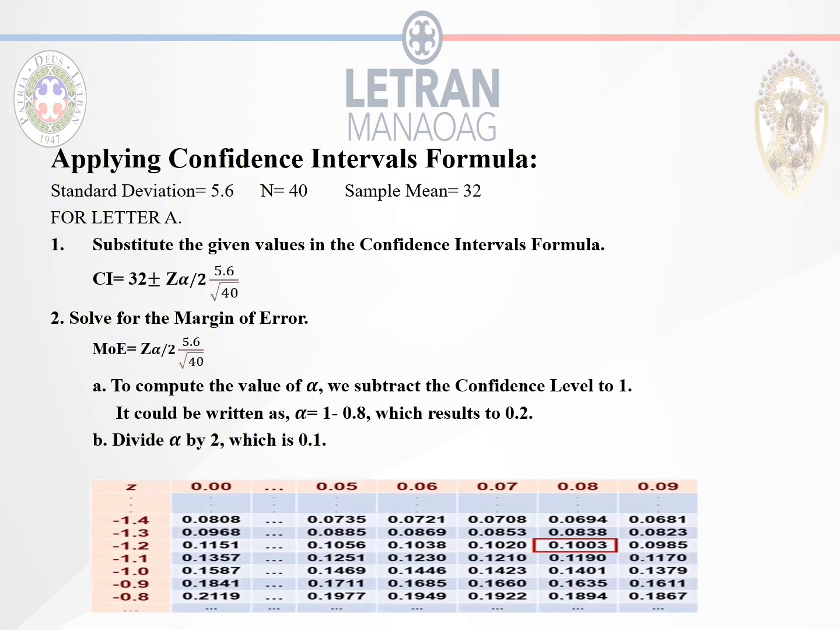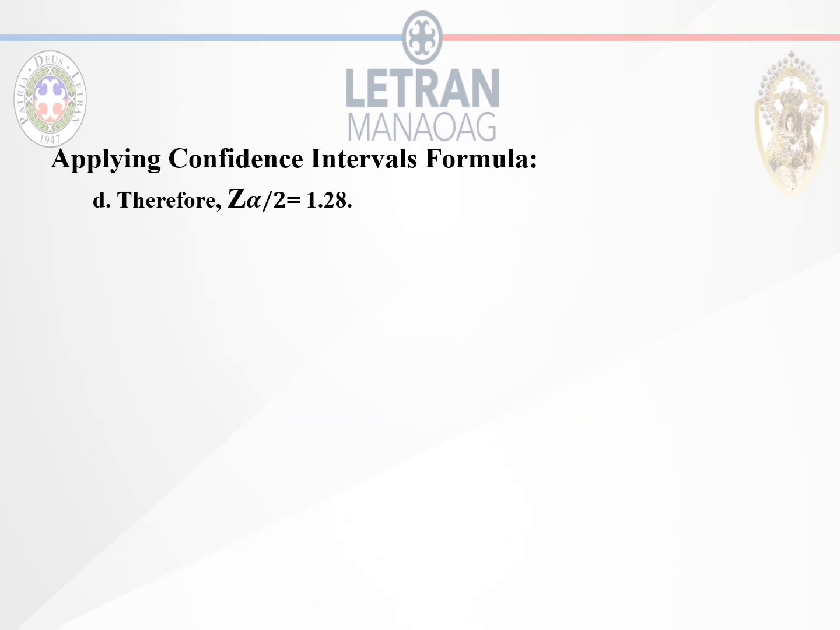The z value of 0.1 in the z table is closest to the value of negative 1.28. Whether it is negative or positive, the value will still be the same. But in solving for the confidence interval, we will use its positive form, which is positive 1.28. Therefore, we can say that the margin of error is equal to 1.28 multiplied to the quantity of 5.6 divided by the square root of 40, which will give us 1.13.